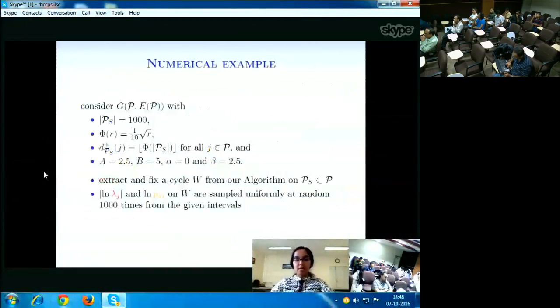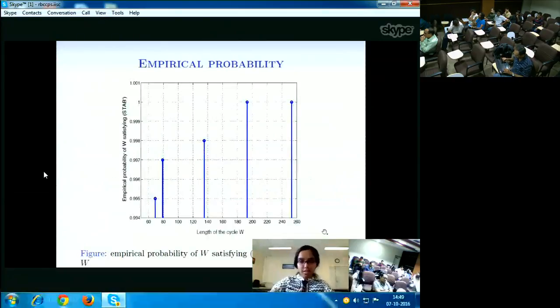Okay, so now is the time for a quick numerical example. What we do is that we take a large number of asymptotically stable vertices, we select this function phi so that the graph is nicely connected. Now we sample the weights from the interval so that the graph remains nicely weighted, and what we demonstrate here is that as the length of the cycle increases, the empirical probability that the cycle satisfies the condition that we are interested in is overwhelmingly high.